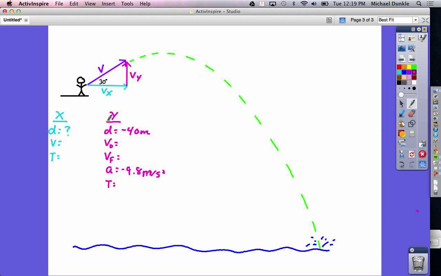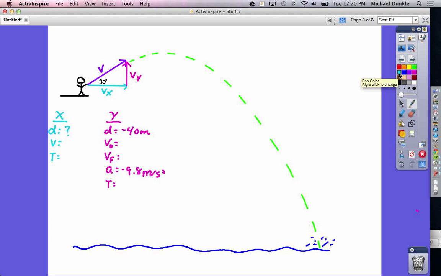In the y direction, we know the displacement is negative 40 meters because it's downward. We know the acceleration is negative 9.8, and we can find the initial speed in the y direction by looking at the initial triangle of velocity that we've got. So first things first, we're going to find the velocity in the x and y direction. We're going to use a little bit of right triangle geometry to do that.